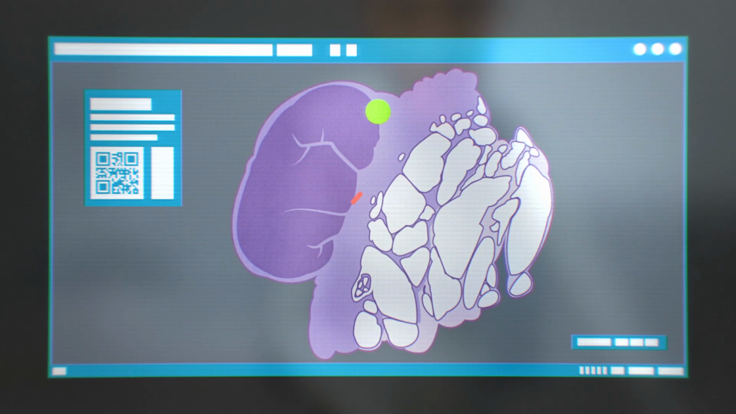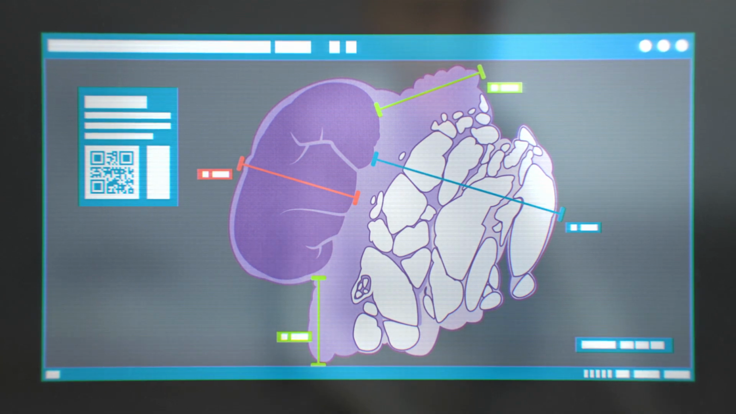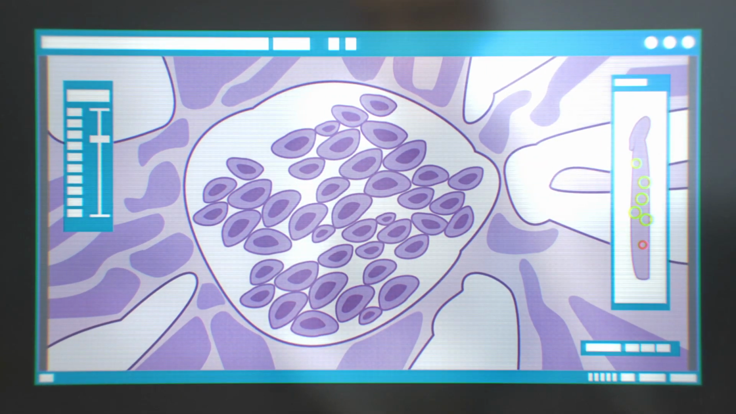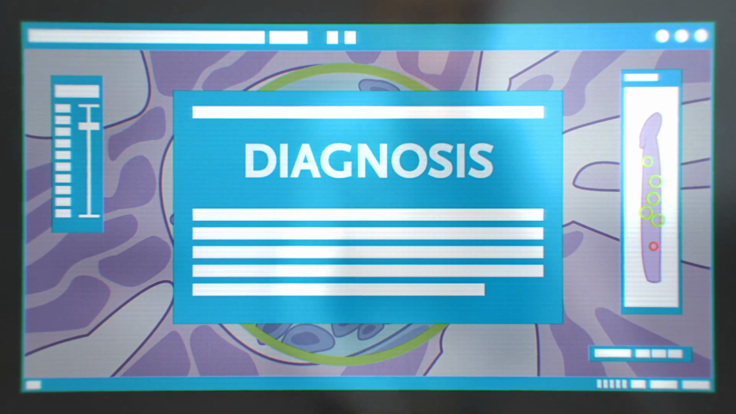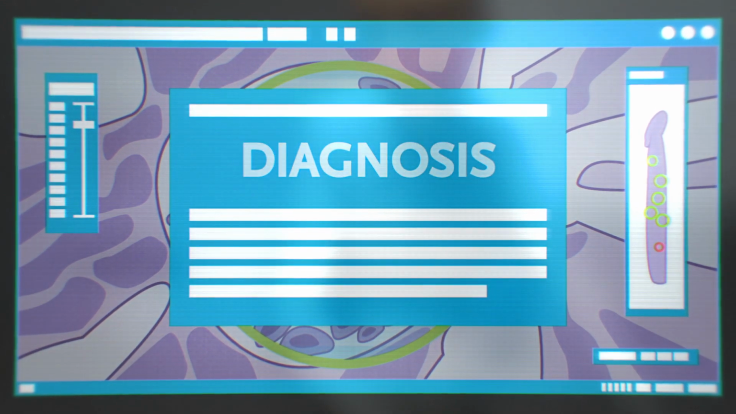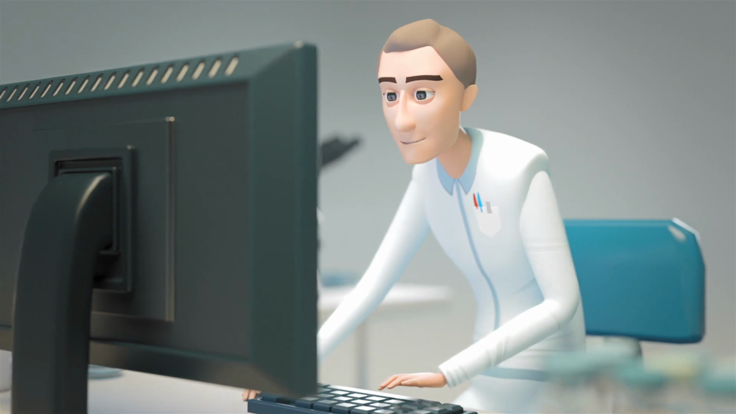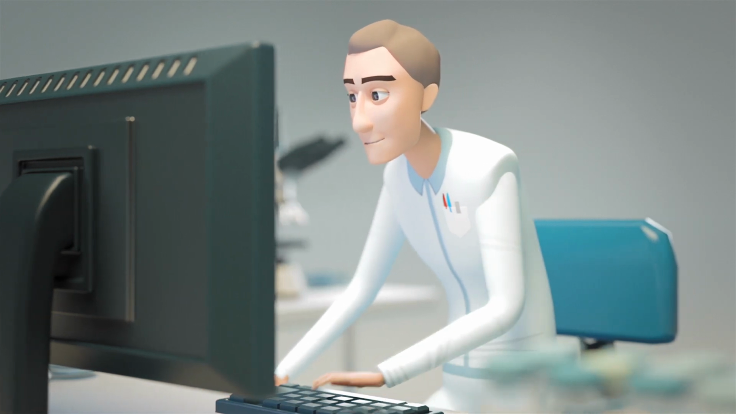Critical measurements are done directly on the screen. Image analysis and pattern recognition tools aid in the diagnostic process and help pathologists evaluate the expression of biomarkers, and pathologists are able to compare their diagnoses against historical data.